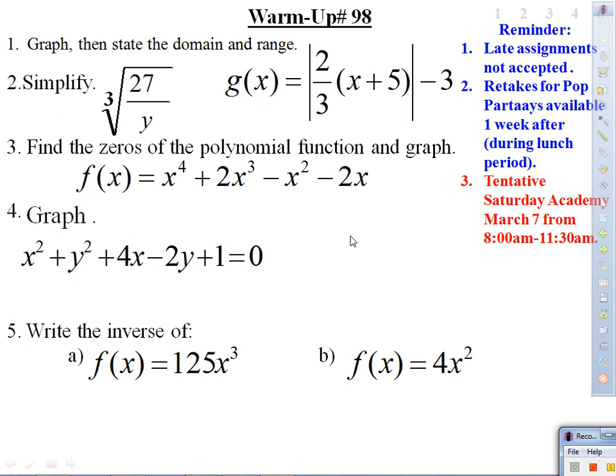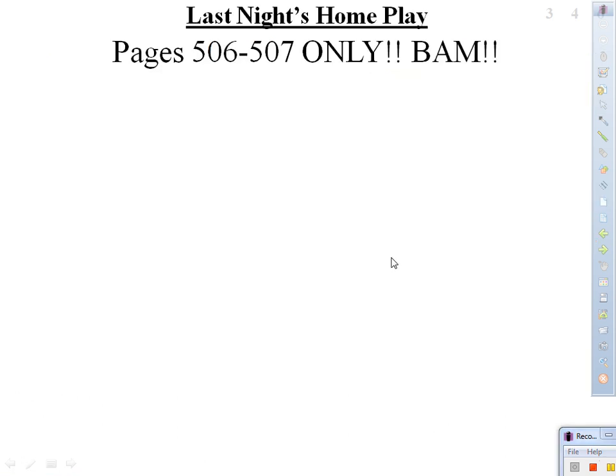So the warm-up, 98. That one, once again, take it home and do that with your family. All right. Just a reminder, tentative date for Saturday Academy is March 7th. Once again, if you are absent, you may turn in late assignments as long as they have a signature for whatever the absence that you have. But if you are not absent, they are not accepted. So, Shazam. And once again, part A's are always following the following week that we take it, so you can retake those. All right. Last night's home play, hold on to that.